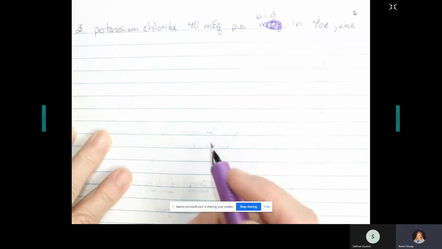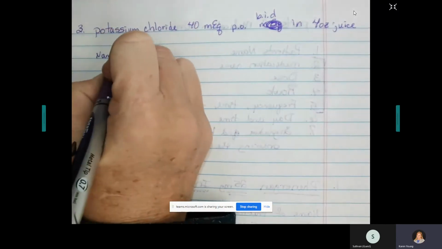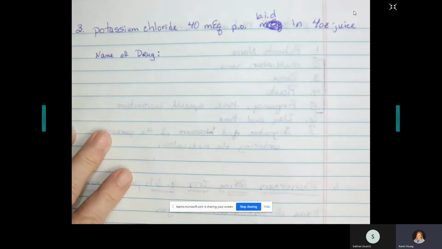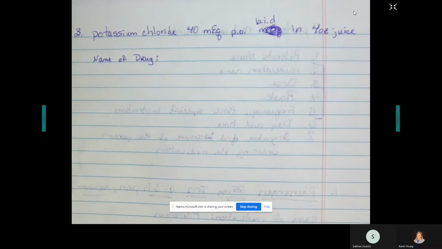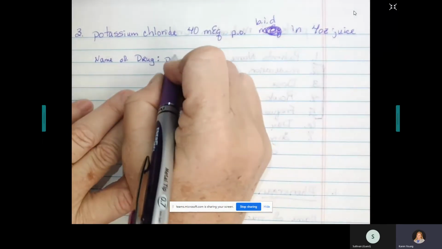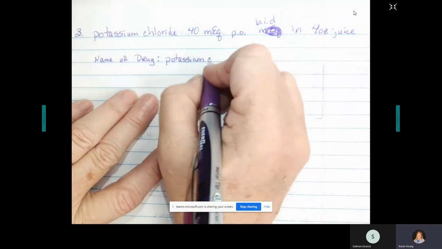All right, so my drug name, or name of medication. This one isn't really a drug, but it's a medication, or not even a medication, it's an electrolyte. It's potassium chloride, though, but it's something that we do have to give the patients sometimes.